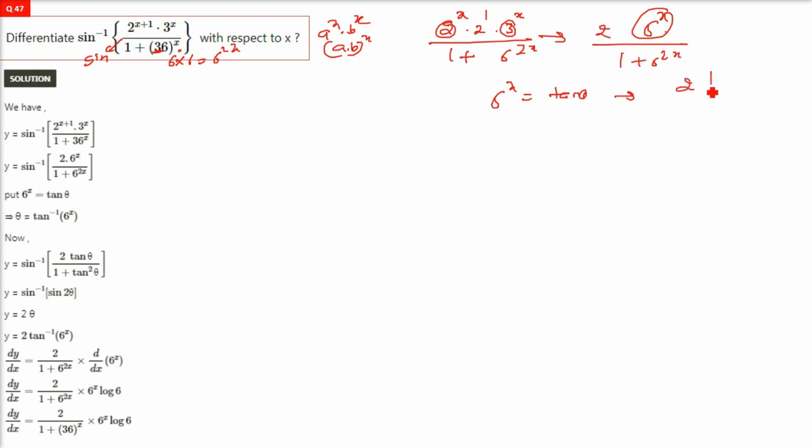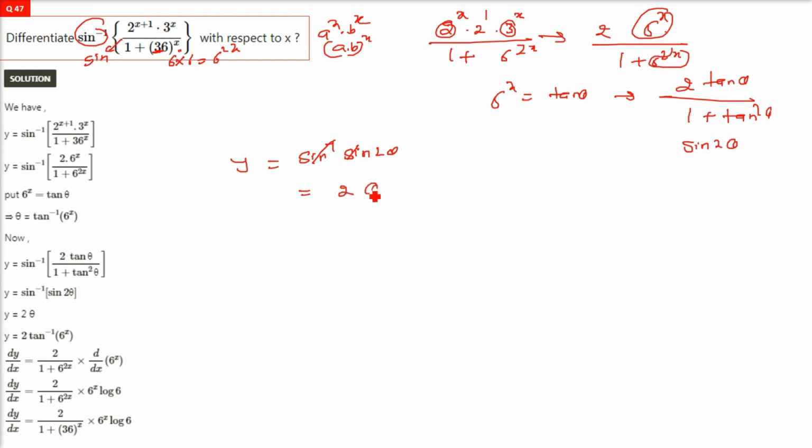What do you get? Twice of tan theta divided by 1 plus 6 to the power x is tan theta, so it will be tan square theta. 2 tan theta by 1 plus tan square theta is going to be sin 2 theta. Sin inverse is already outside. So sin inverse, and then you have 2 theta here. So sin 2 theta, sin inverse, you can cancel it out. There is no boundary being given. So 2 theta it is. Theta is what? From here, it will be tan inverse 6 to the power x. So 2 tan inverse 6 to the power x.